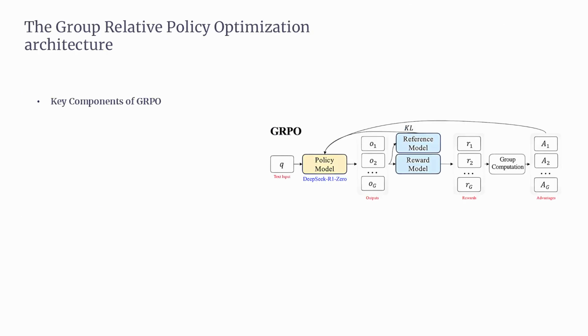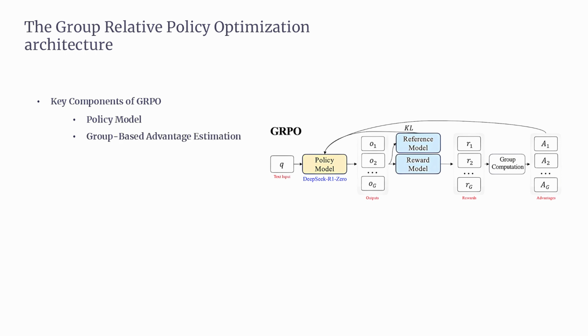The first. Key components of GRPO. 1. Policy model. In GRPO, we use a single policy model, which means there's no need for a separate value function, unlike PPO that typically uses a second large neural network for value estimation. This simplification reduces both memory and computational requirements.